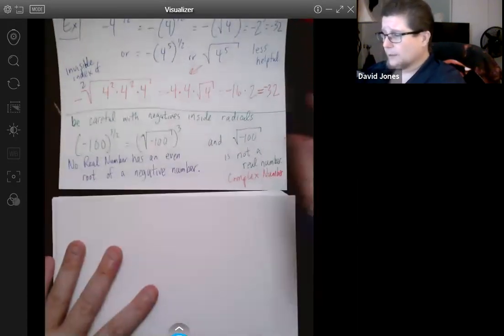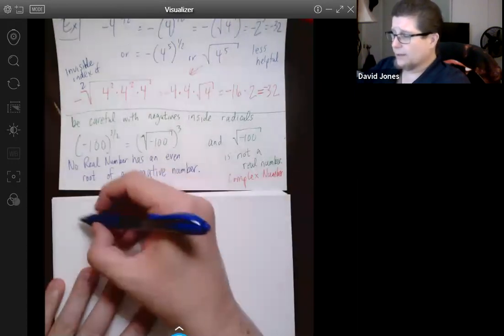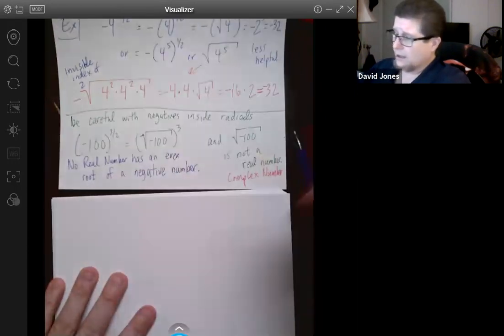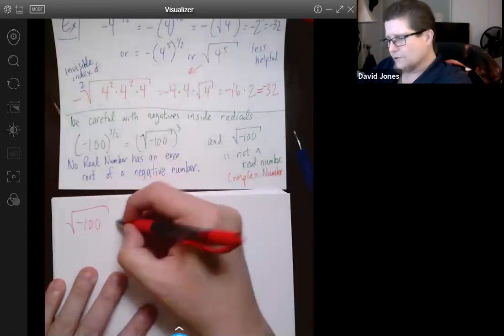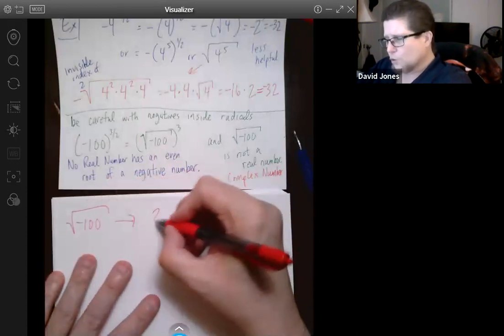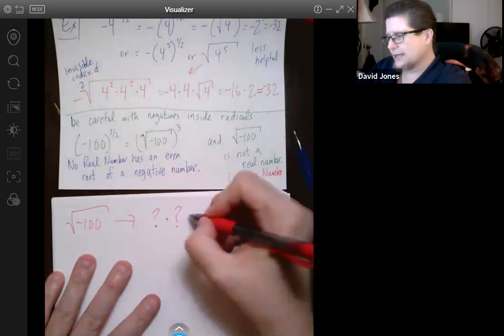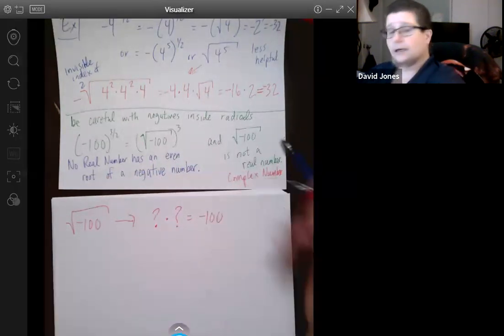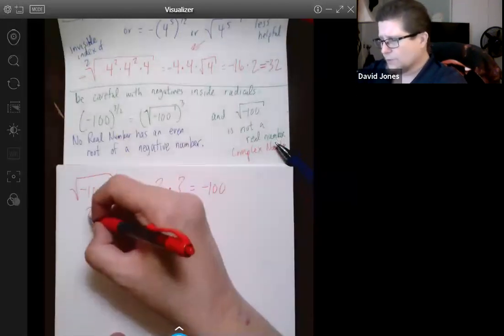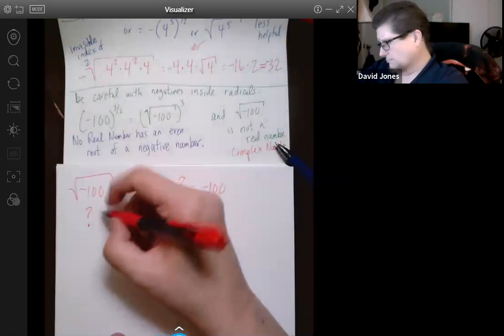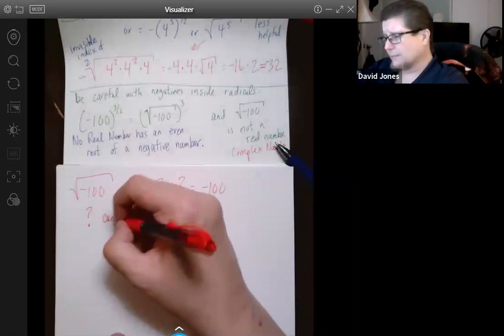And I can be a little bit more clear. I can illustrate that a little better. Square root of negative 100 corresponds with question mark times question mark equals negative 100. And the question mark can't be a real number.